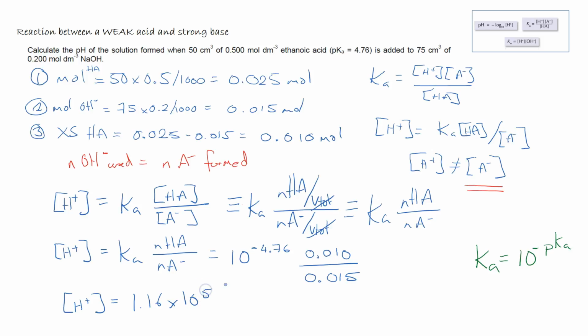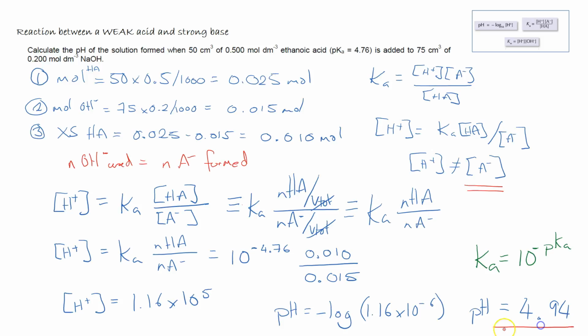And the final step then is to go to the pH, which is equal to minus log of the H plus concentration. So that's 1.16 times 10 to the minus 5. And I end up with a pH here which is equal to 4.94.